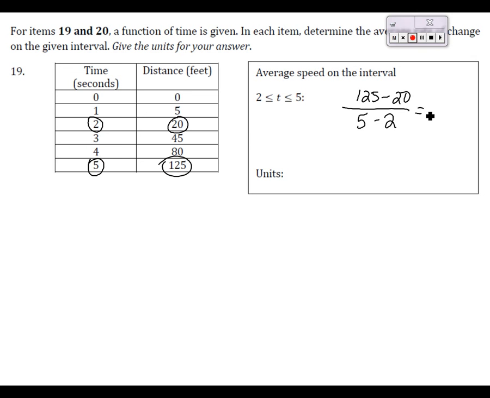That's going to give you 105 over 3. When you divide 105 by 3, you get 35. And looking back at your units, it is feet per second. Marvelous.